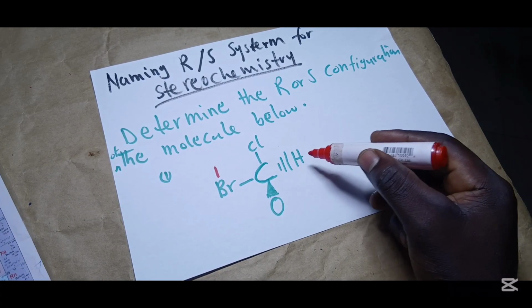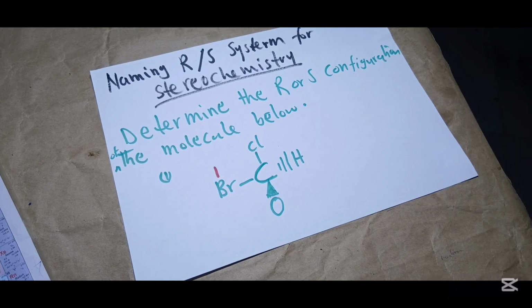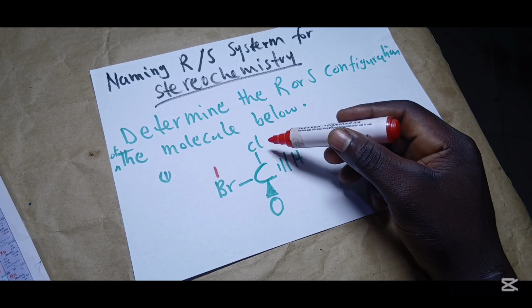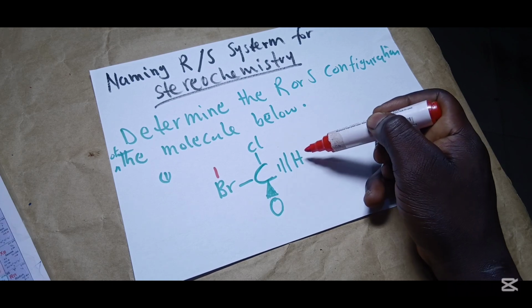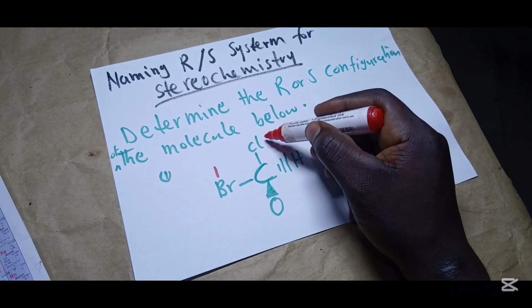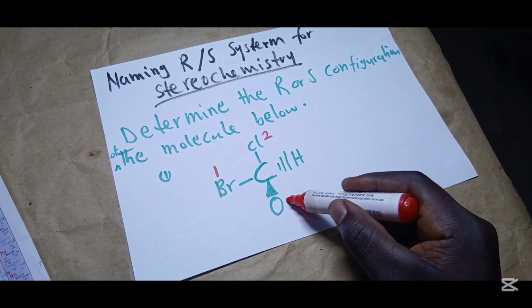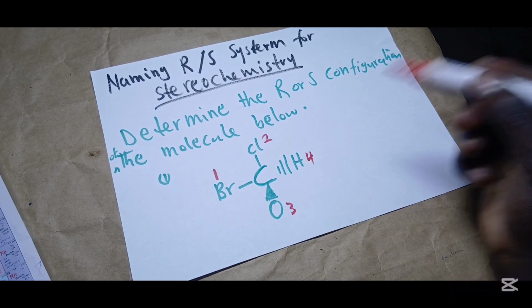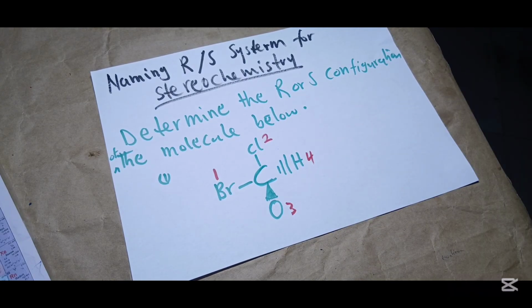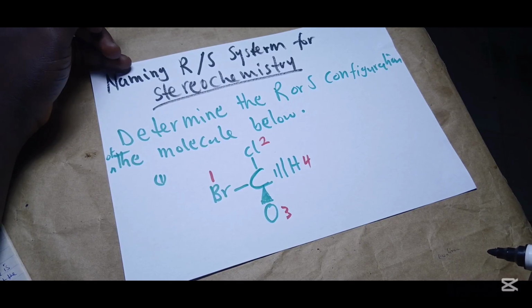Oxygen and chlorine and hydrogen. Which of them has the highest atomic number? Well, chlorine has atomic number of 17. Oxygen has atomic number of 8. Hydrogen has atomic number of 1. Definitely chlorine is the second priority, and then oxygen is the third priority, followed by hydrogen, the last priority, which is priority number 4.